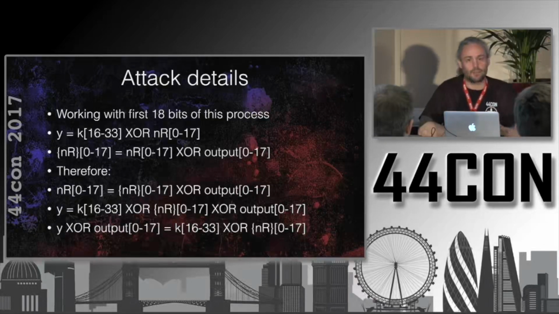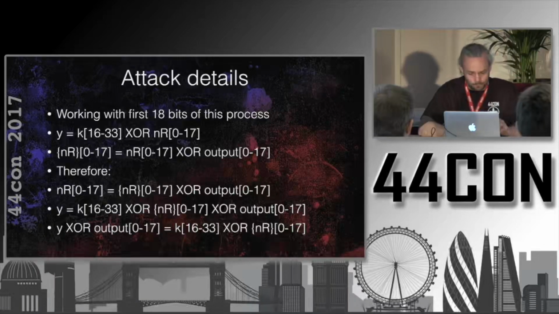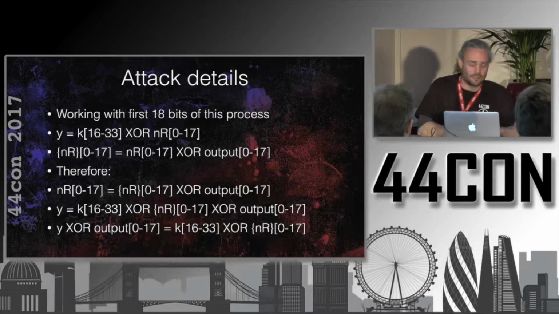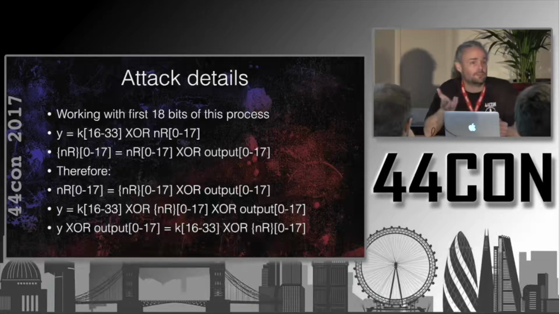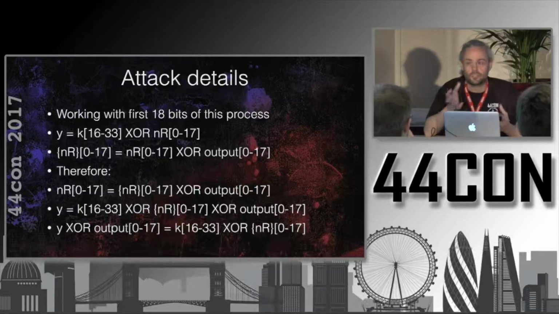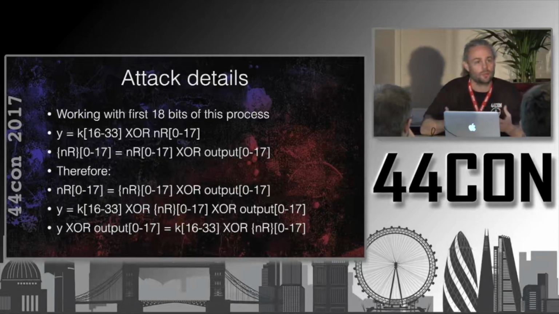So on the left-hand side of the equation, we know. And on the right-hand side of the equation, we've got the middle bits of the key, which we're going to try and work out, and an encrypted nonce, which we've captured. So you can sort of see that we're reducing the unknowns so that we can work out the one unknown that we've got left.